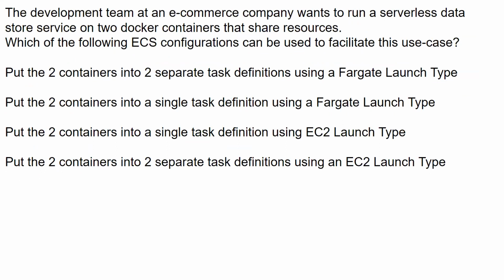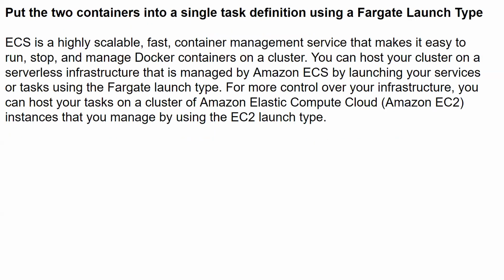Okay. The development team at an e-commerce company wants to run a serverless data storage service on 2 Docker containers that share resources. Which of the following ECS configurations can be used to facilitate this use case? Put the 2 containers into 2 separate task definitions using a Fargate launch type. Put the 2 containers into a single task definition using a Fargate launch type. Put the 2 containers into a single task definition using EC2 launch type. Put the 2 containers into 2 separate task definitions using an EC2 launch type. Put the 2 containers into a single task definition using a Fargate launch type.